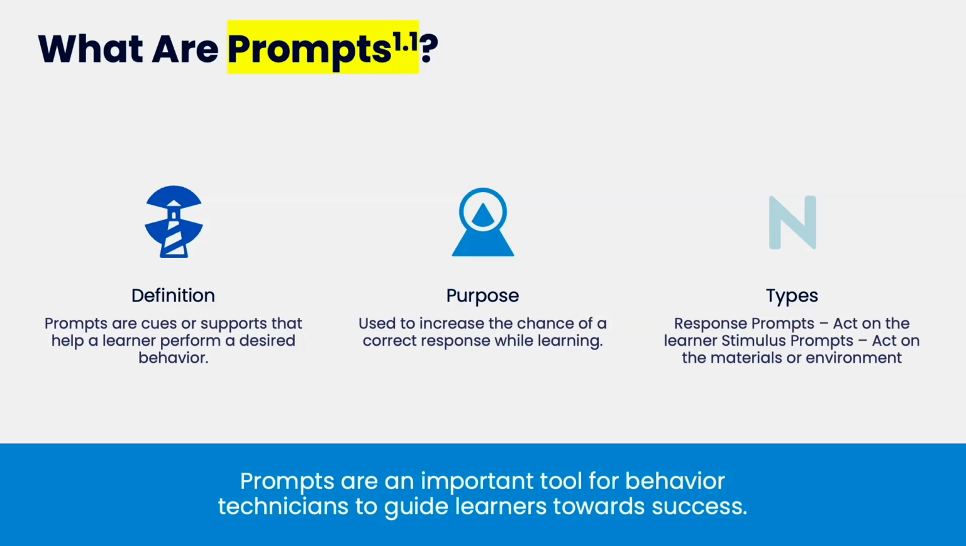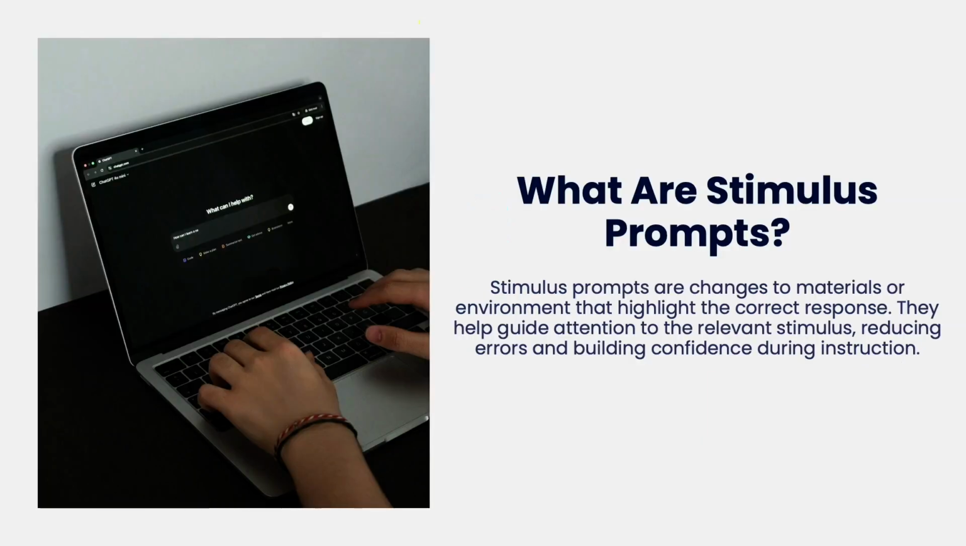Prompts are cues or supports that help a learner perform a desired behavior. We utilize them to increase the chance of a correct response while learning, and there are a lot of different types of prompting. We're going to talk about stimulus prompts in this video, and in the next video talk about response prompts. So what are stimulus prompts? Stimulus prompts are anything that changes material or environment that highlights the correct response. They occur before the behavior. They guide attention to the relevant stimulus, reducing errors and building confidence during instruction.